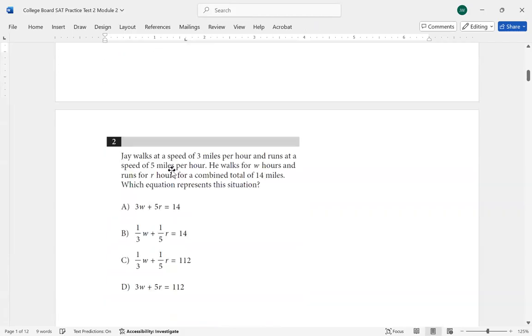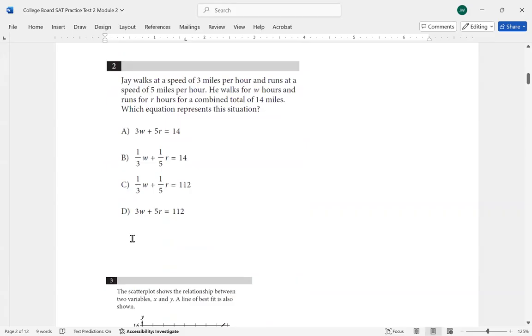Question number 2 says Jay walks at a speed of 3 miles per hour and runs at a speed of 5 miles per hour. He walks for W hours and runs for R hours for a combined total of 14 miles. Which equation represents this situation? Now, we're looking for the number of miles run and walked combined. Since Jay walks at 3 miles per hour and he walks W hours, 3W is the amount of miles he would walk.